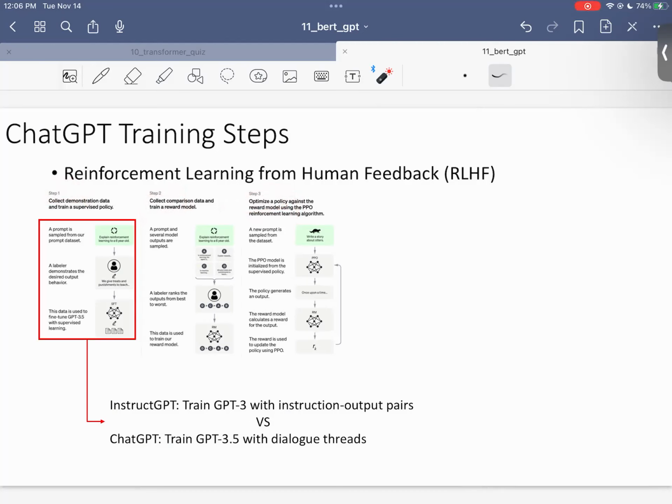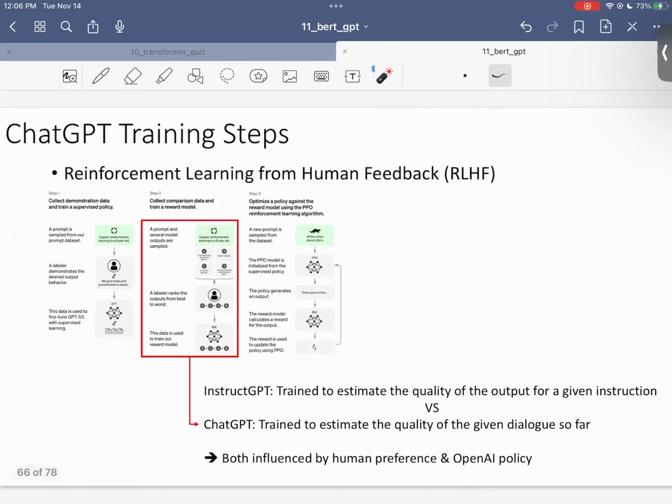But there's just one technical difference between how InstructGPT is trained and how ChatGPT is trained. First of all, InstructGPT was trained with GPT-3 using instruction-output pairs. So instruction, output, and score. ChatGPT actually uses dialogue threads and a score. There's a labeler hired by OpenAI who looks at the dialogue thread and then gives a score. Like this is a 5-star dialogue. This is a 3-star conversation. This is a 1-star conversation, following the scoring guideline from OpenAI.